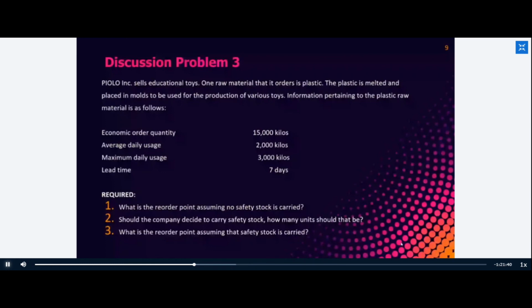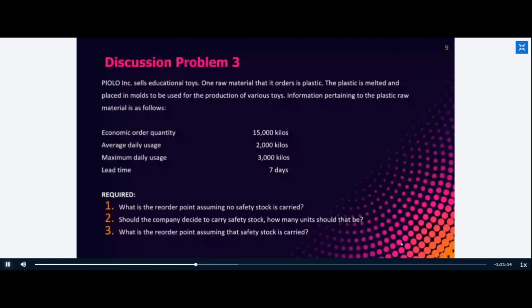Sige. Para siguro mas ma-appreciate pa yung concept, let's do problem number 3. So what are the requirements? Number 1, what is the reorder point assuming no safety stock is carried? 2, should the company decide to carry safety stock, how many units should that be? And number 3, what is the reorder point assuming that the safety stock is carried?